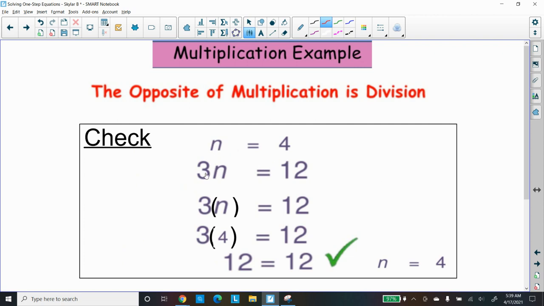So we'll go back to our multiplication problem. 3n means 3 times n, and I put parentheses there because that means multiply the number times whatever's in the parentheses. And I'll put a 4 because we said n was equal to 4. 3 times 4 equals 12, and 12 equals 12. So this question does check out when n is equal to 4.